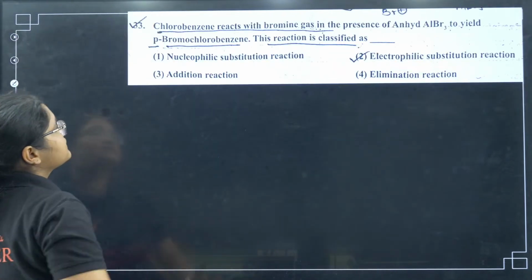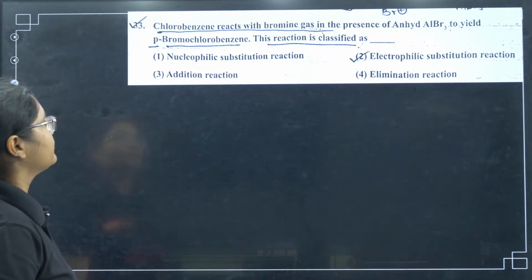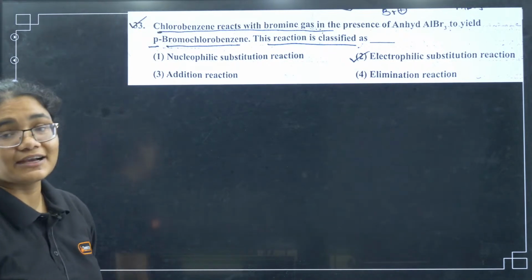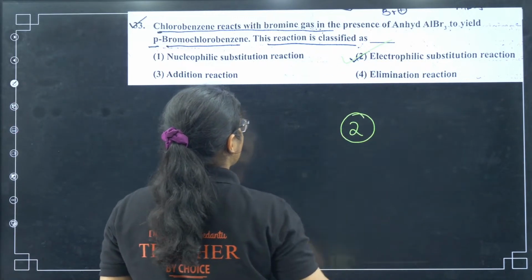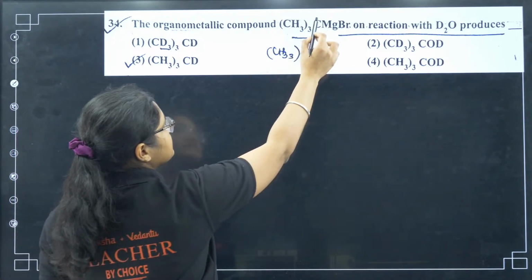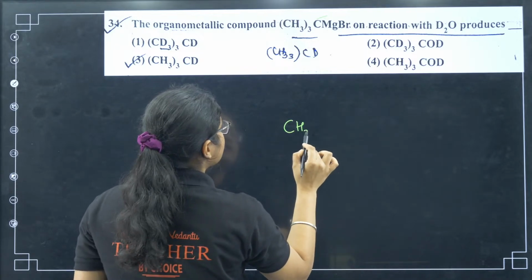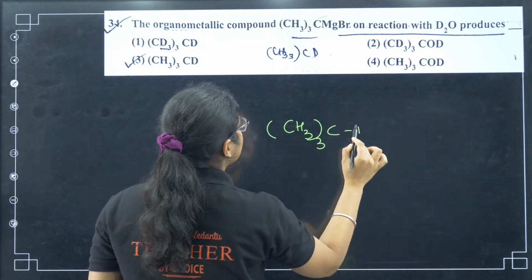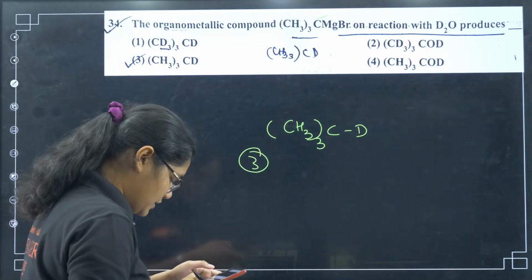Okay. Next, chlorobenzene with bromine in the presence of anhydrous AlBr3 gives para-bromochlorobenzene. This reaction is classified as an electrophilic substitution reaction. So that is why option number 2 here. Next, the organometallic compound here, in place of H it will be D. So I will get CH3D. Okay. So correct answer will be option number 3 here.